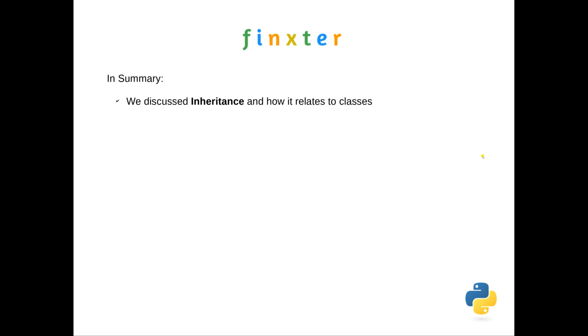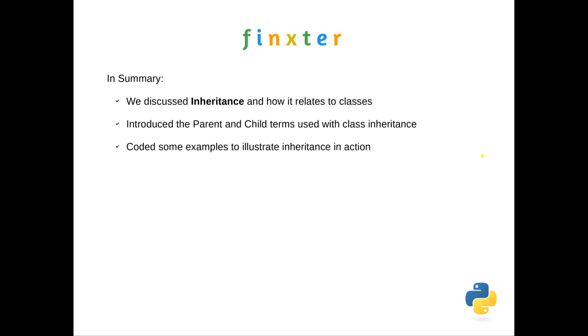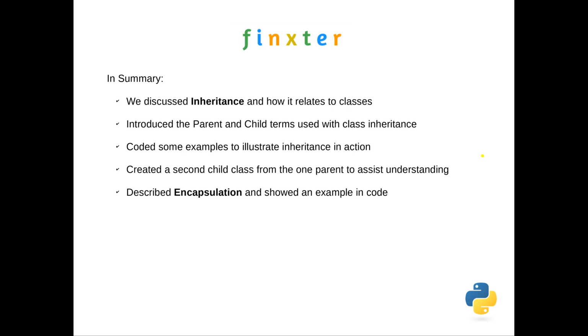So in summary, we discussed inheritance and how it relates to classes, and we talked about the parent and child terms that we use regarding class inheritance. And we showed you those examples using the can example being a child of the stock, and then the meat being a child of the stock, and how both can work independently of each other, accessing the stock attributes and methods while also possessing their own. And we talked about encapsulation, and we showed an example in our code. And finally, we talked about polymorphism, and we created an example.